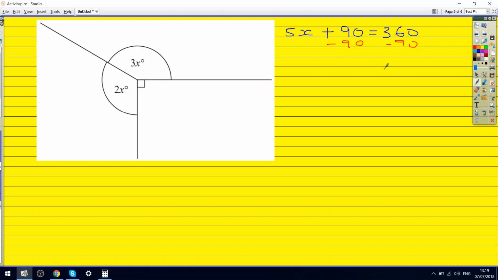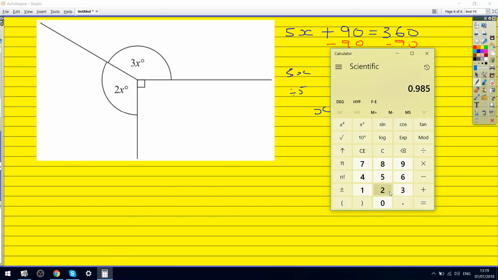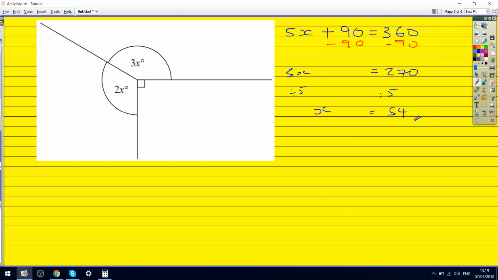So that's 270, because this is calculator, and then you divide by 5. To divide by 5, you can divide by 10 and then double it. 27, 54. X equals 54. And if you had some time at the end of your exam, you could do 2 times 54 plus 3 times 54 plus 90. And what should the answer give you? 360. So you know X must be 54.